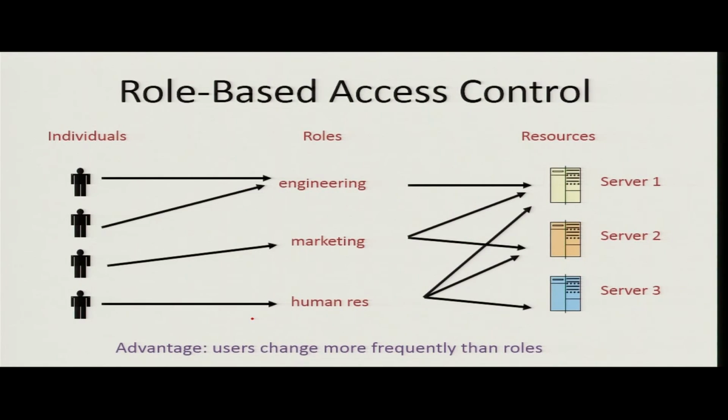So, role based access control pictorially looks like this. Individuals are given roles and then the roles are assigned resources. So, indirectly the individual will only have access to those resources which that particular role allows.